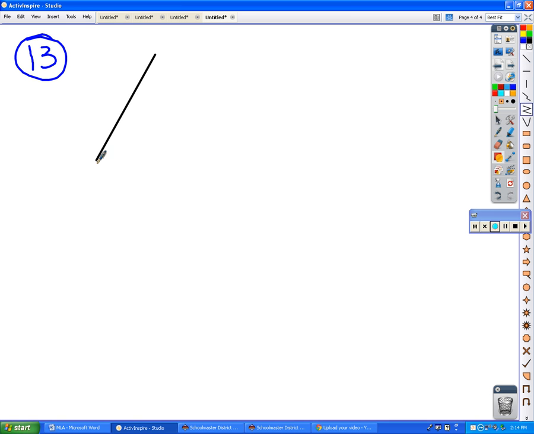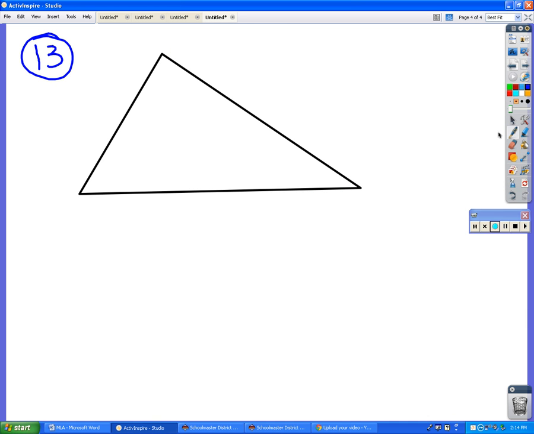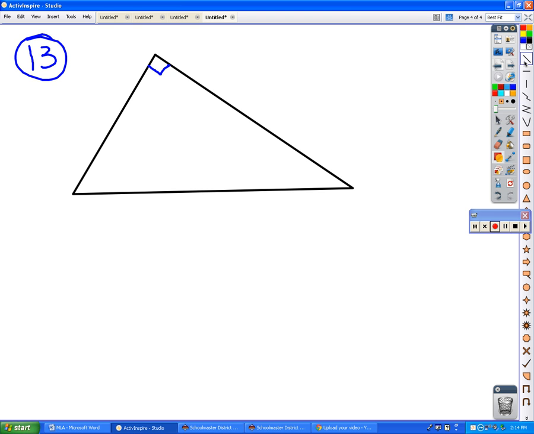So we have this triangle right here, which conveniently is what kind of a triangle? This is a right 30, 60, 90 triangle. Okay. Oh, now wait a minute.